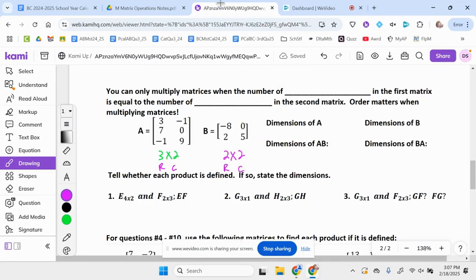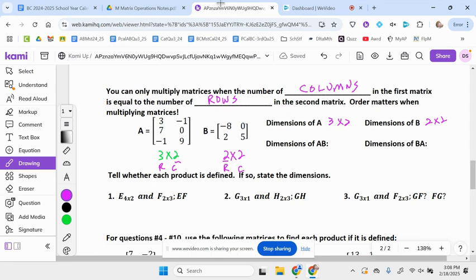You can only multiply matrices when the number of columns in the first matrix, you'll see why in a minute, equals the number of rows in the second matrix. Order matters. So what are the dimensions of A? It's 3 by 2. Dimensions of B is 2 by 2. So can I multiply A by B according to these rules? Yes, because these are both equal. The columns of the first equal the rows of the second. I'll show you why when we get to actually doing it.